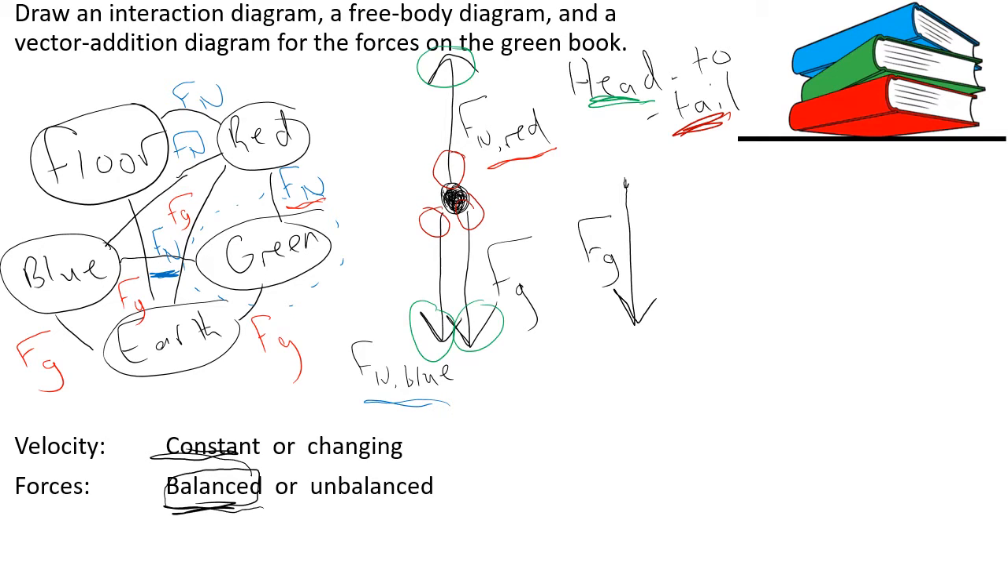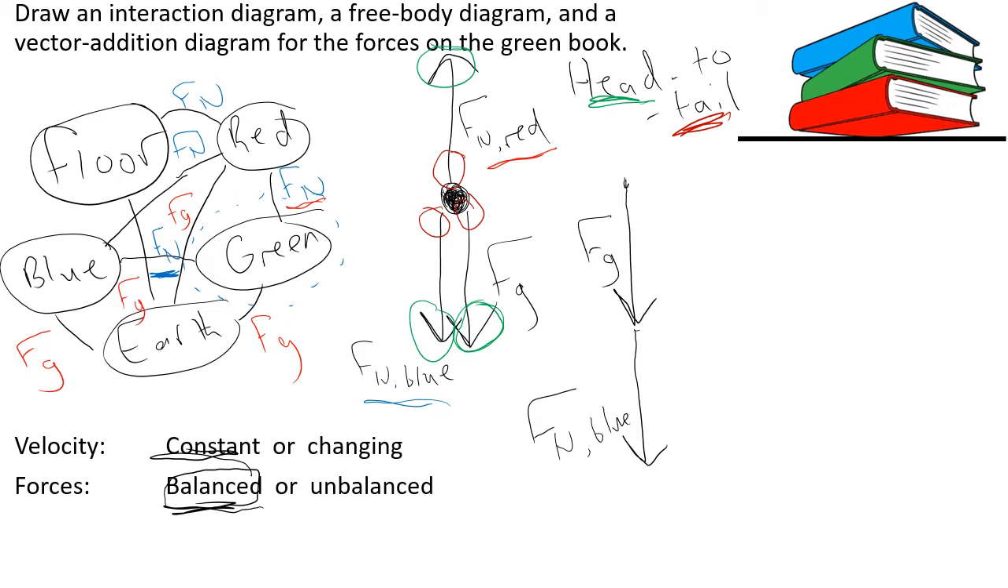And so what we're going to do is, starting at the head of our FG vector, I'm going to start drawing the vector for the normal force from the blue book. So I will take my pen, put it at the head of FG, and draw my F in blue. Okay. And notice that it points in the same direction as it does over here in the free body diagram. That's another rule, we can't just draw it pointing in a different direction.